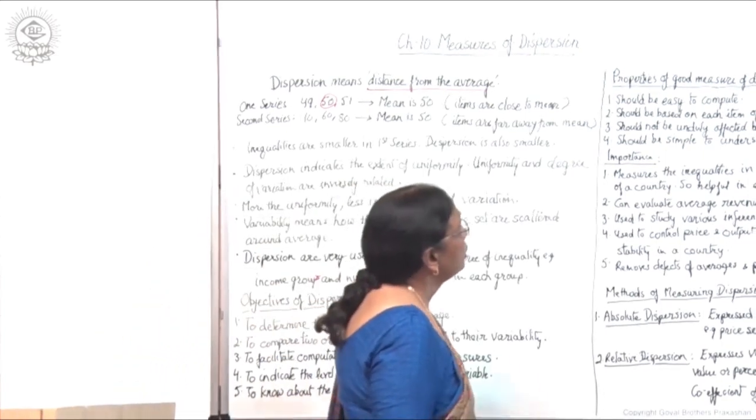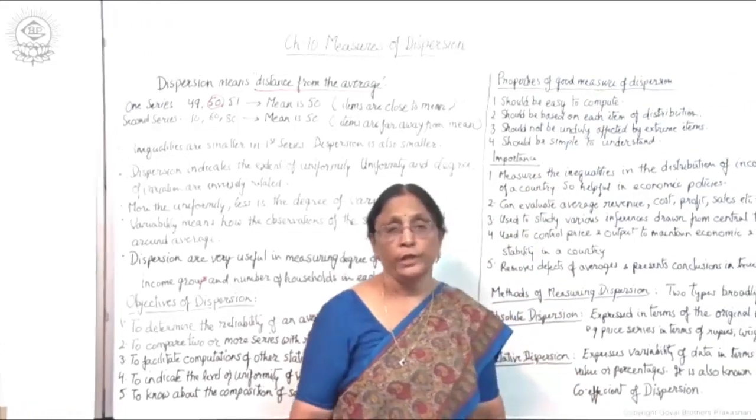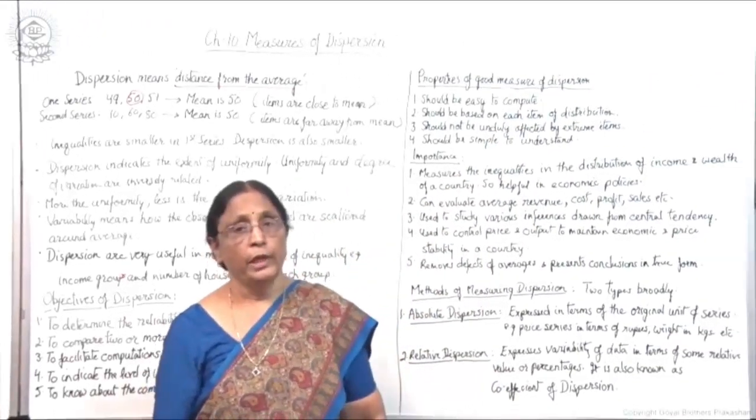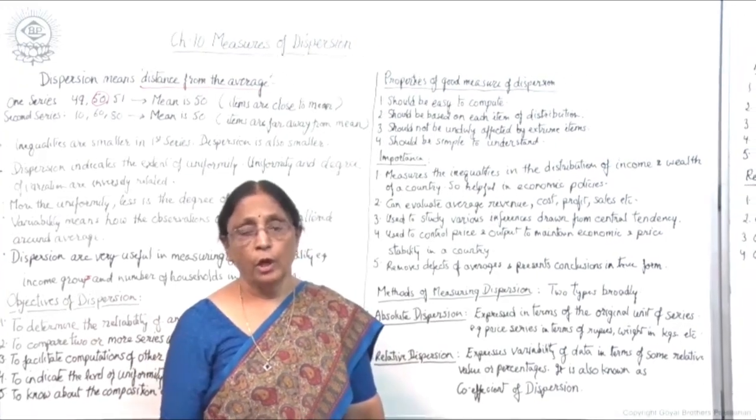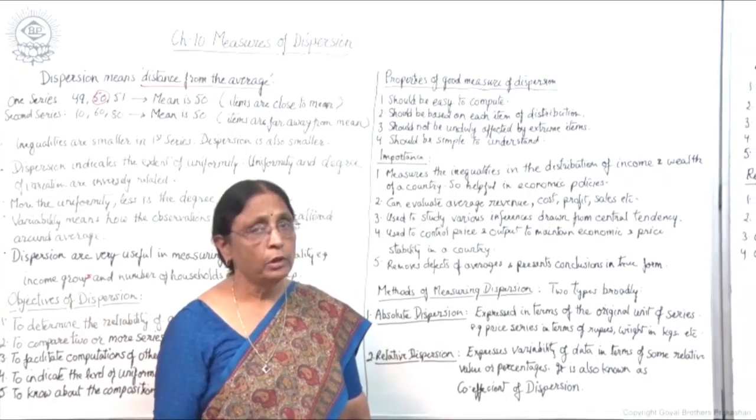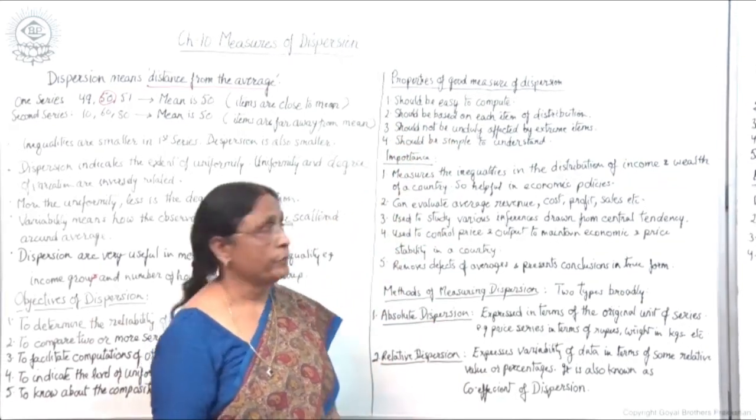Now, we come to the properties of a good measure of dispersion. There are different measures of dispersion and you have to find out which is a good measure of dispersion. How will you be able to find it out? With the help of the properties of a good measure of dispersion.